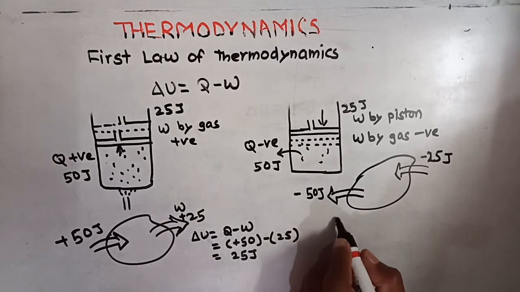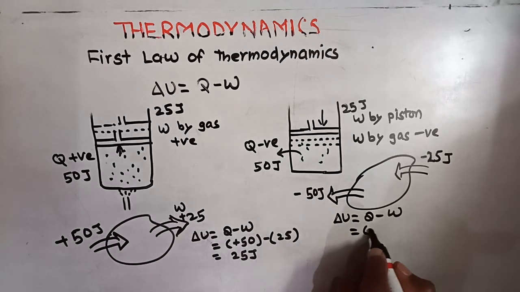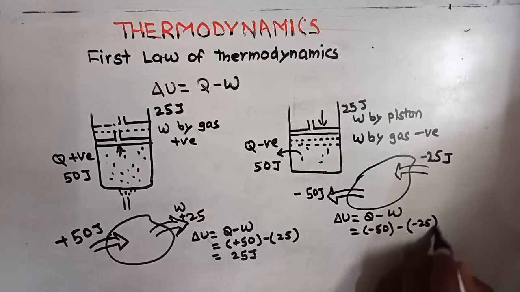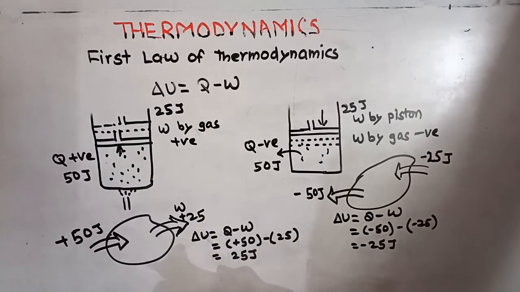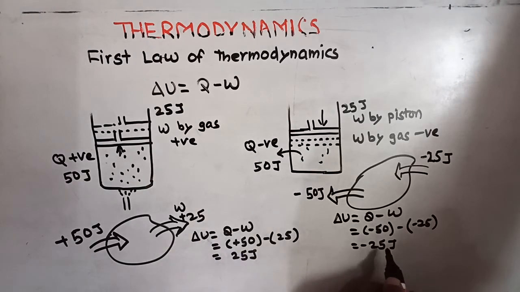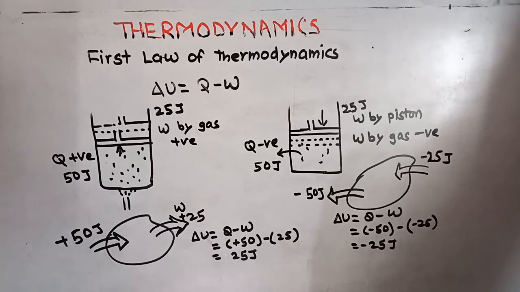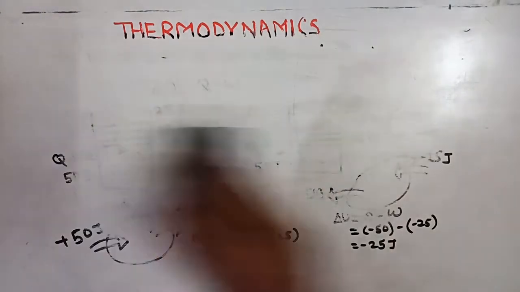So we get del U is equal to Q minus W. Q is equal to minus 15 and W is equal to minus 25. Minus 15 plus 25 is equal to plus 10 joule. Plus 10 joule is the change in internal energy. The internal energy increases by 10 joule. This is all about the sign conventions of the first law of thermodynamics. Now let us move forward.